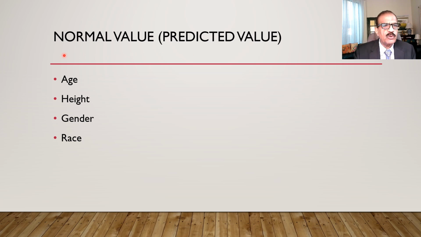And this is also referred to as predicted value. What was the value predicted in that person if that person was healthy, based on age, height, gender and race. So whenever you go for a pulmonary function test, you will be asked these parameters and they will be fed into the computer, and the computer will calculate this much FEV1 or forced vital capacity is predicted. So that will be considered normal for that person.